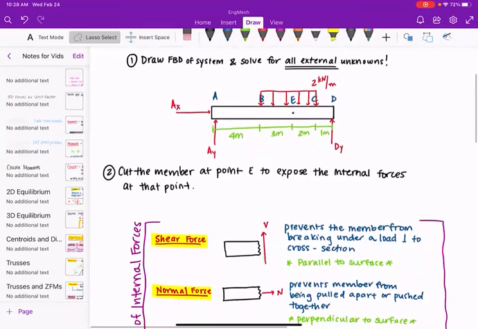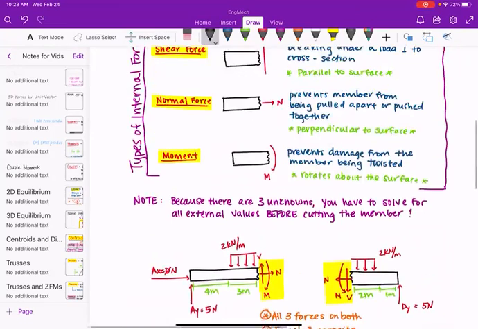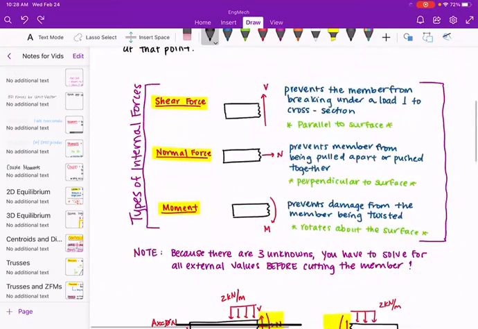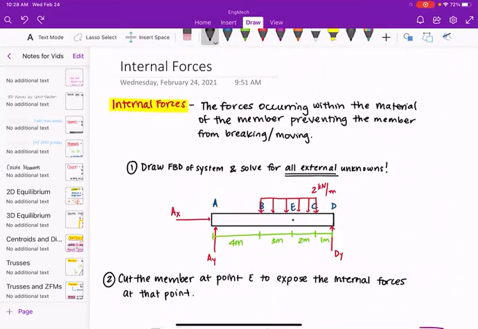So the first step in all of these problems is to draw a free body diagram of the entire system, right? You'll be given a problem, but it's still going to have all the supports on it. For example, this one would still have the roller and the pin here. So my recommendation is first to draw all of the free body diagram for the whole system.